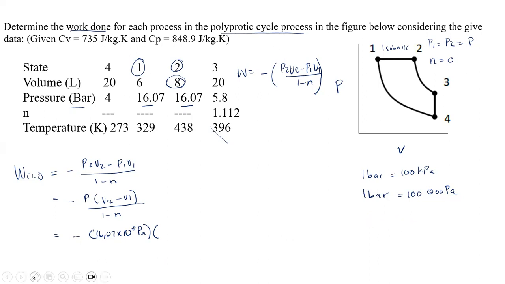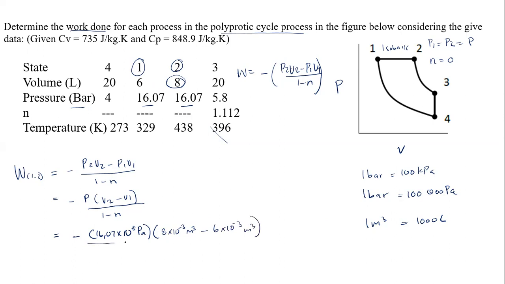We know that 1 cubic meter is the same as 1,000 liters, right? So basically, we want to convert our 8 liters into cubic meters. That means we have to divide this 8 by 1,000 so that it can be converted into cubic meters. So I'm going to have my V2 on state number 2: 8 times 10 to the power of negative 3 cubic meters, minus my V1, which is 6 times 10 to the power of negative 3 cubic meters.